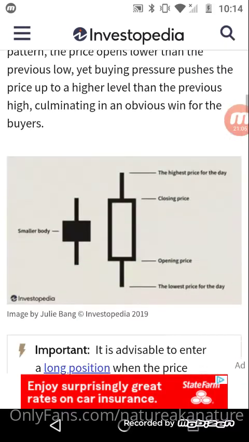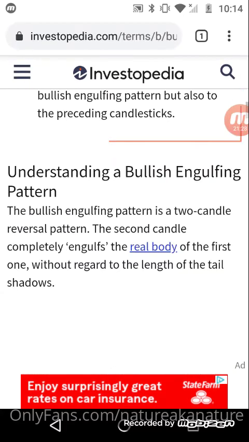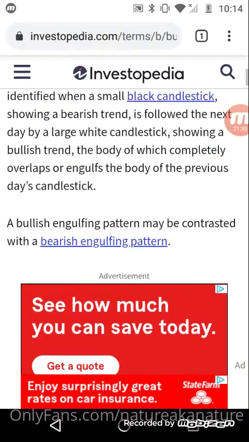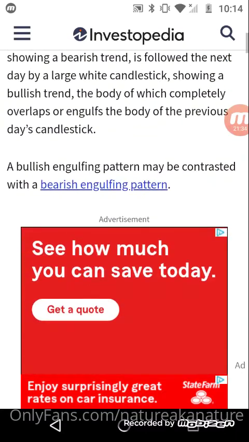I don't want to make this video too long, so let's go to the bearish engulfing pattern definition and tactics. So what is a bearish engulfing pattern? A bearish engulfing pattern is a technical chart pattern that consists of an up move on a white or green candlestick, followed by a large down black or red candlestick that eclipses or engulfs the smaller up candlestick.